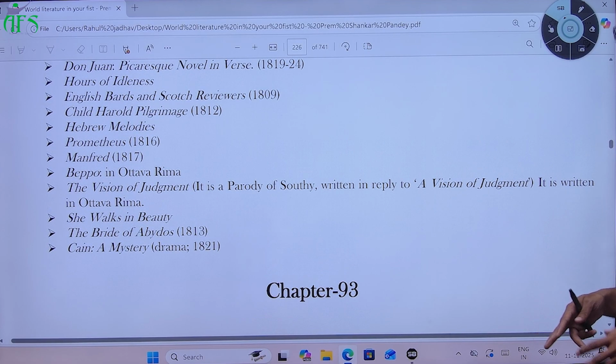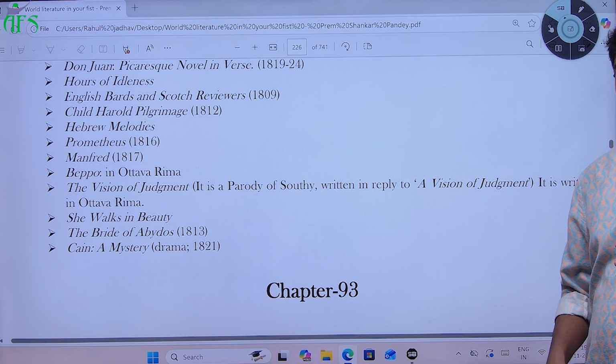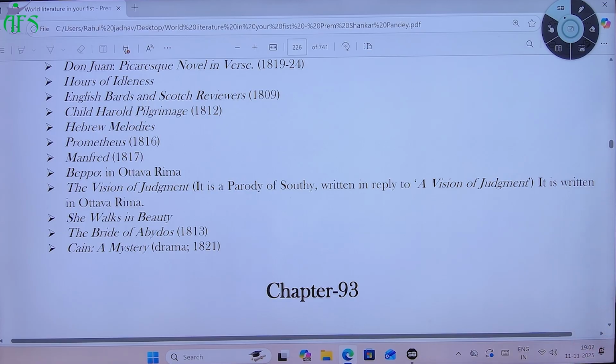And so this is all about Charles Lamb. Oh, no, sorry, Lord Byron, who remains again one of the prominent figures.